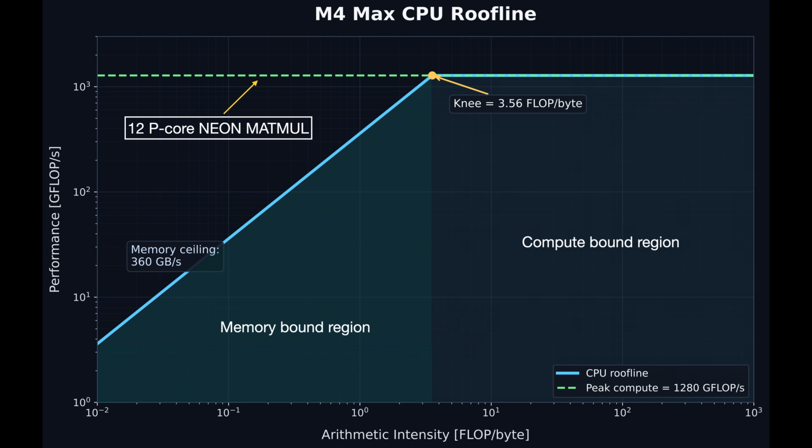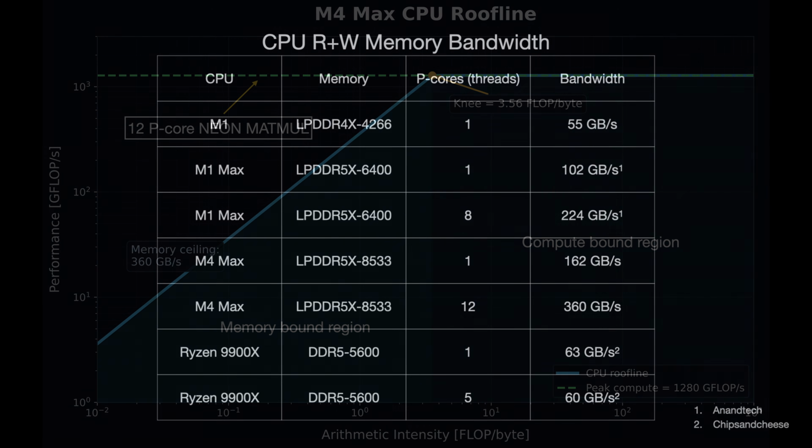Then, at this point here, around 3.5 flops per byte, we hit the knee of the curve. Beyond this point, the system becomes compute bound. The flat line at the top shows the maximum compute throughput, which we measured at about 1280 gigaflops. So below the knee, memory is the bottleneck. Above the knee, compute is the bottleneck. And this is the key idea behind the Roofline model. It tells you exactly what's limiting your performance, depending on your workload.